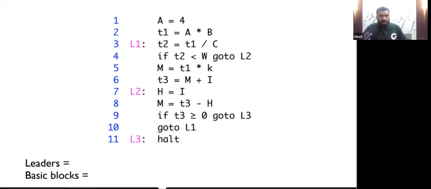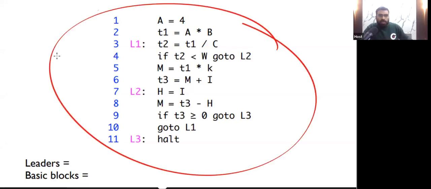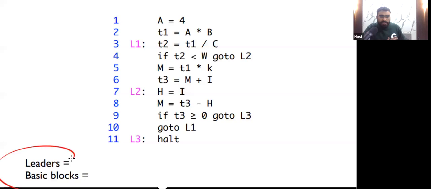So very simple. In this program, tell me how many basic blocks are there? How many leaders are there? How many basic blocks are there? Please tell me in this program.